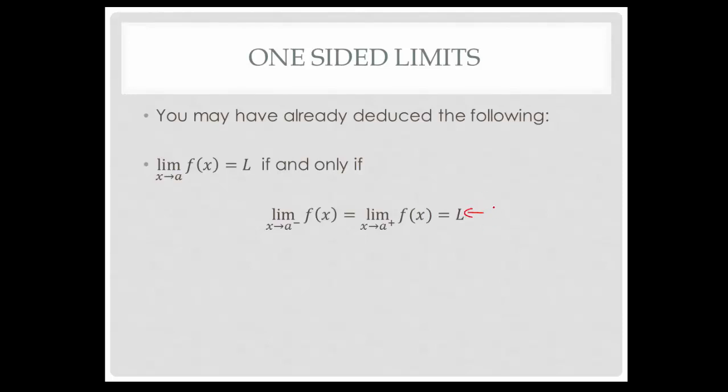Now, be a little careful. L is a number. L is a finite value. We'll talk about what happens if it's not later. So in other words, the only way to have an overall limit equal to a number is if the left-hand limit and the right-hand limit agree on that number.